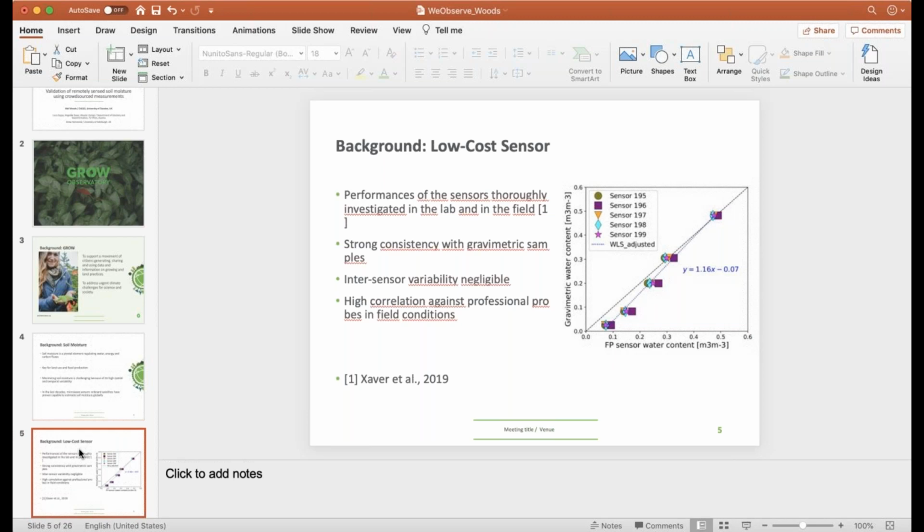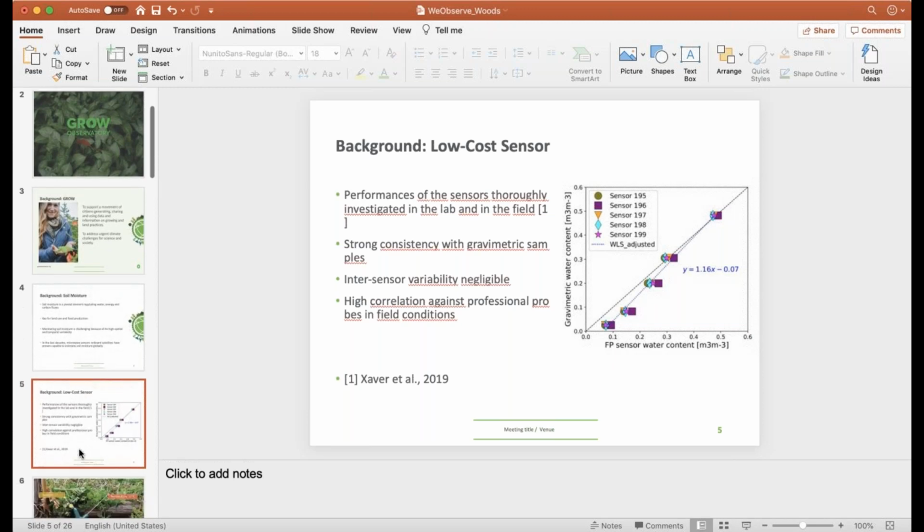and in the field. The performance of the sensors was thoroughly investigated in terms of soil texture and type, ranging from sand through to clay, and in the field next to official monitoring stations. And we proved there, in Xavier's paper, which is available for you, a strong consistency with the gravimetric samples. And you can read a little more about that in that paper.